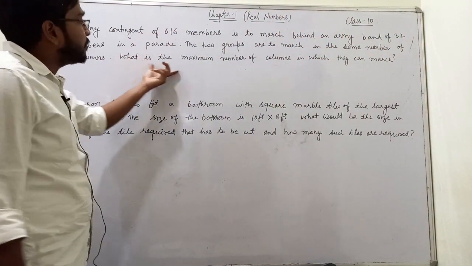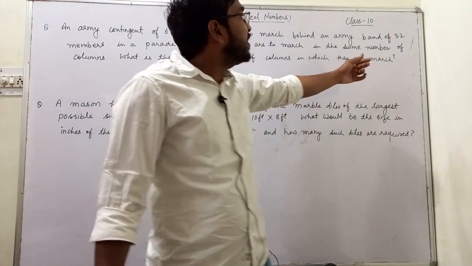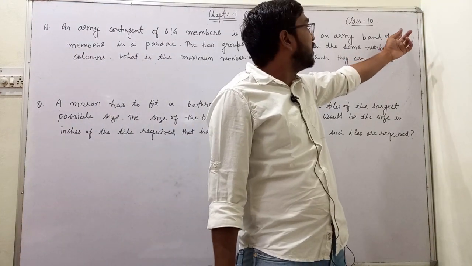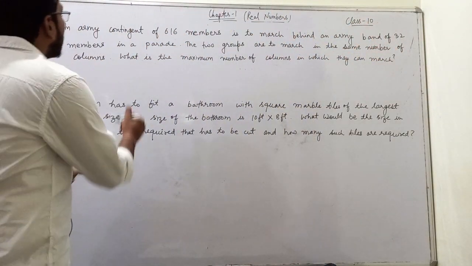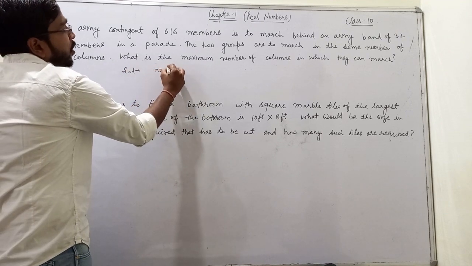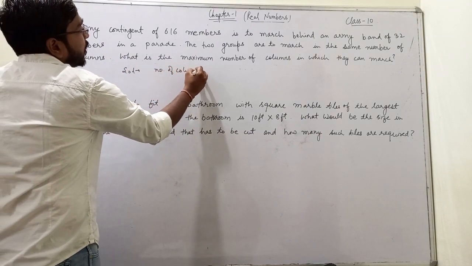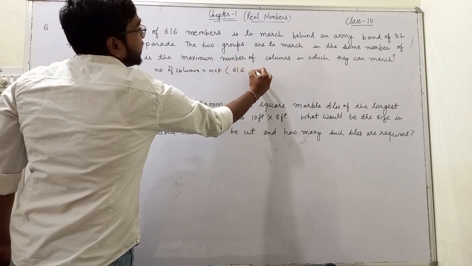So the number of columns in which they can march will be divisible by both, which will divide both 32 and 616. So the solution will be: number of columns equals HCF of 616 and 32.